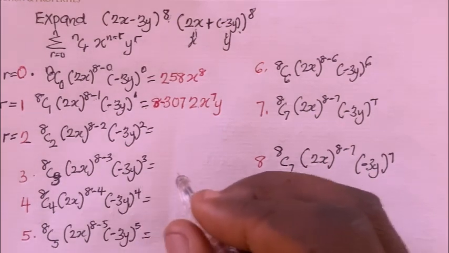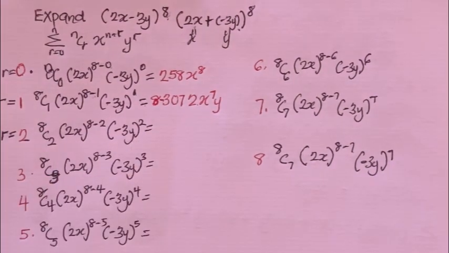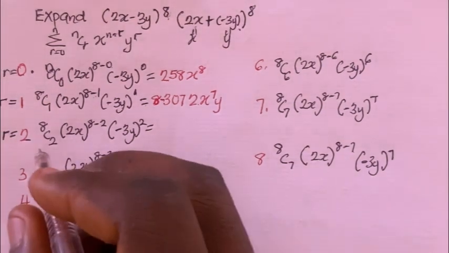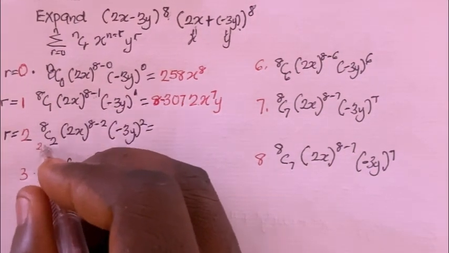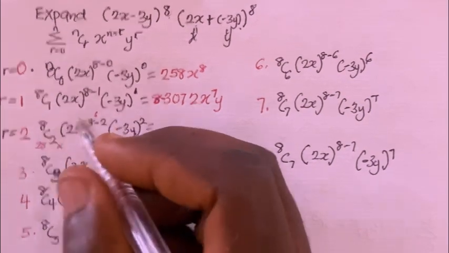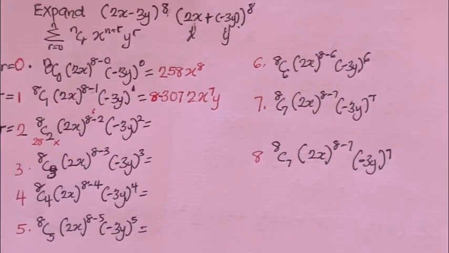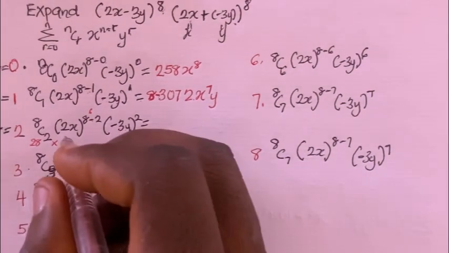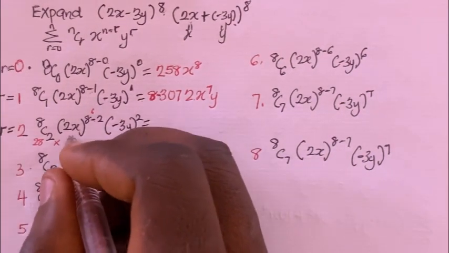That's just it. Then for the third term, I'm going to have 8 combination 2, which is 28. Everything here is 28. Then multiply by 2 raised to the power of 8 minus 2, that's going to be 6. 2 raised to the power of 6 is going to give me 64. The coefficient here is 64.